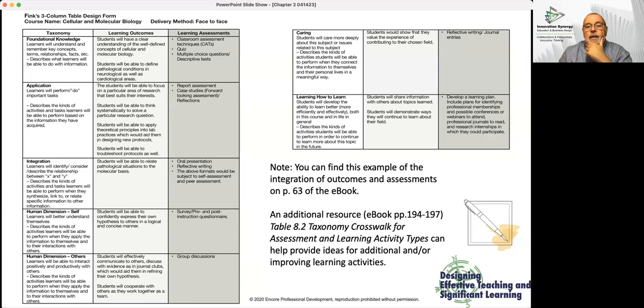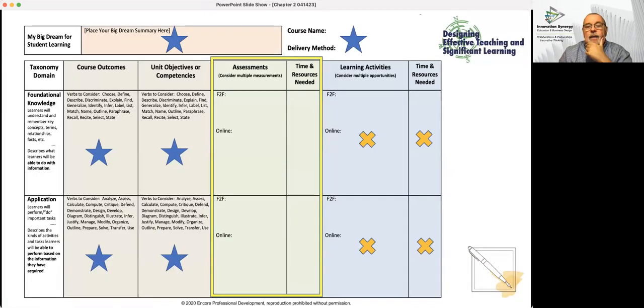And you can use table 8.2 in chapter 8, a taxonomy for that, and I'll show you that in just a minute. So in the course, we now have people simply look at the assessments. We also provided a place for time and resources. So when you think about that, how much time is this going to take for you to deliver these assessments? What resources might you need? Whether it's technology, whether it's lab, whatever it happens to be, what are those time and resources going to take as you go through here?